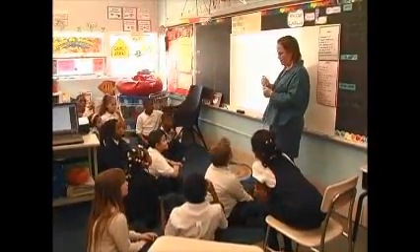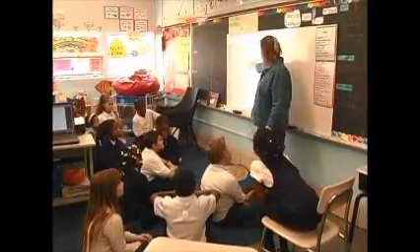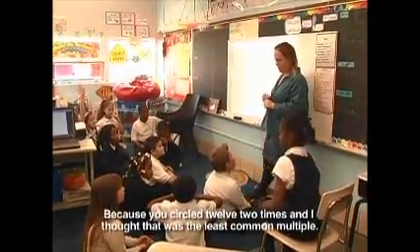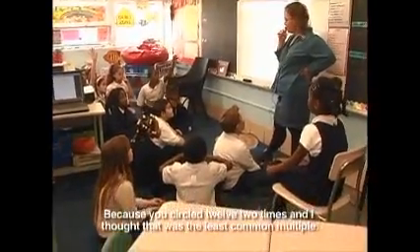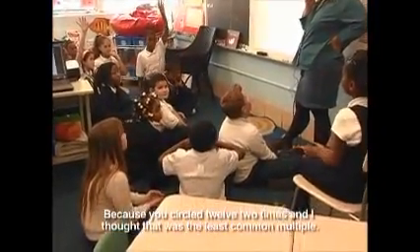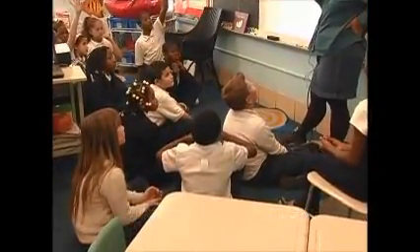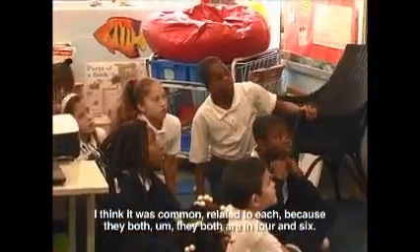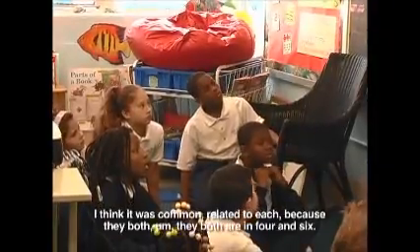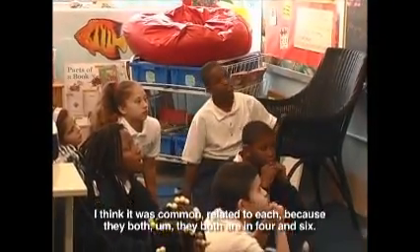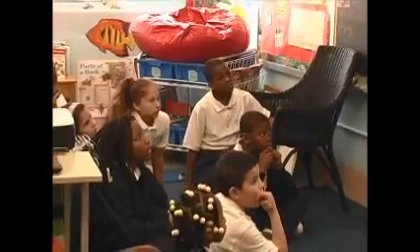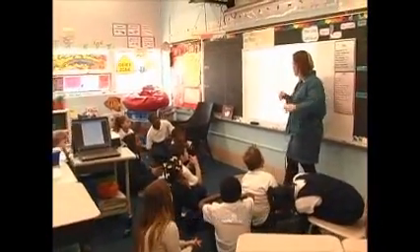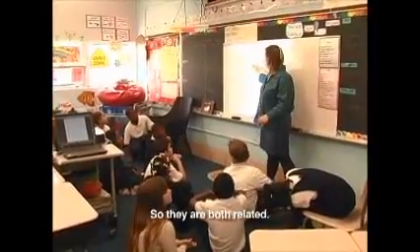I heard Kenneth whisper something when I did this. Because you circled 12 two times, and I thought that was the least common multiple. Why? I think Cameron? It was common related to, because they are both in the 4s and 6s. What's in both the 4s and 6s? 12 and 24. Okay, so we're noticing that they're both related.